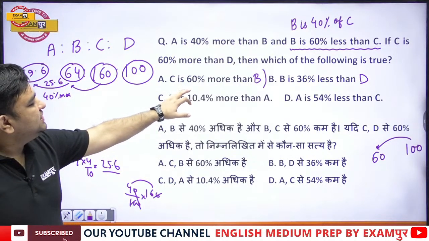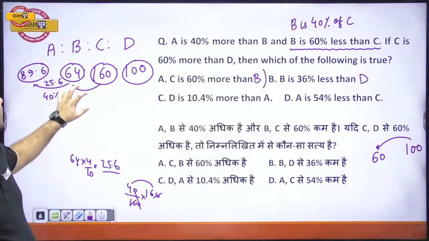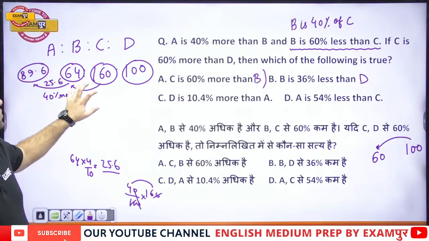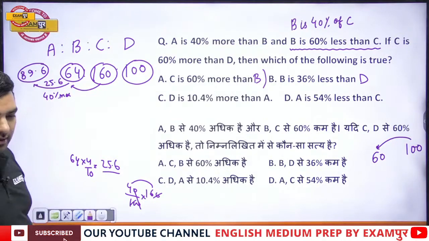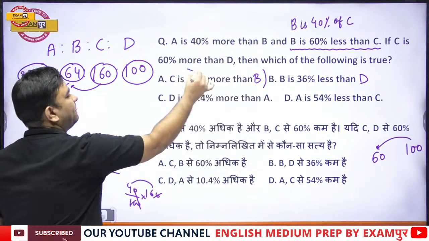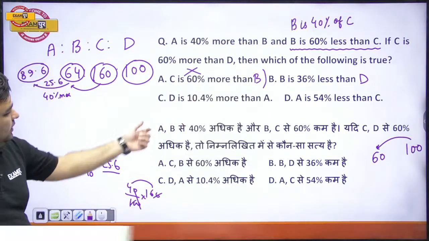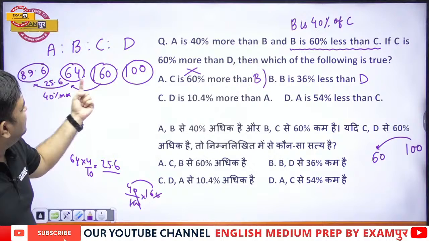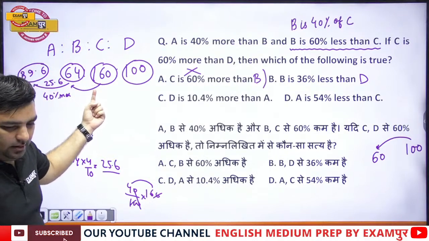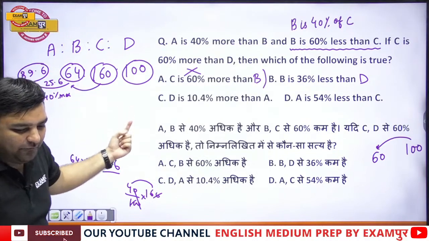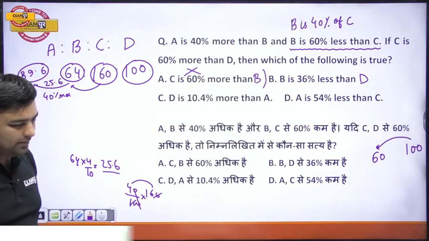C is 60% more than B. It's not 60% more; it's more than double. C is more than double of B. Gone.